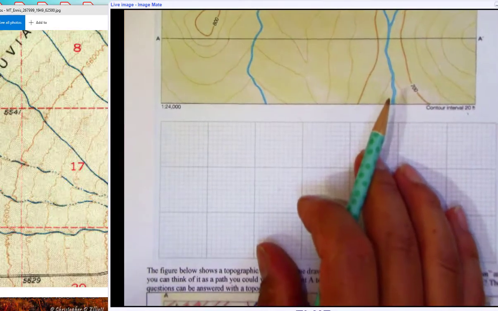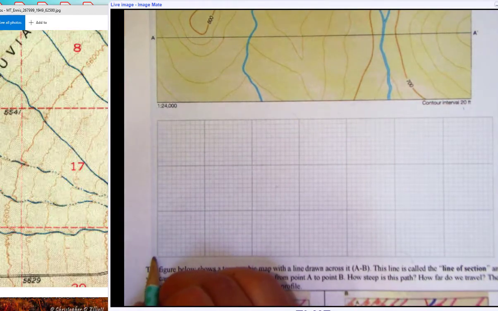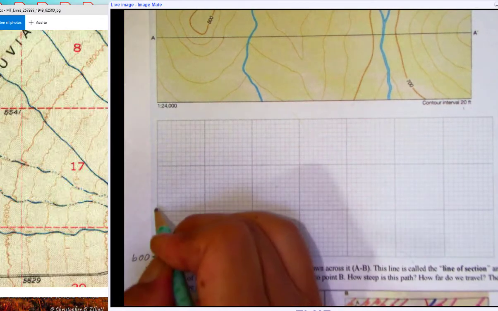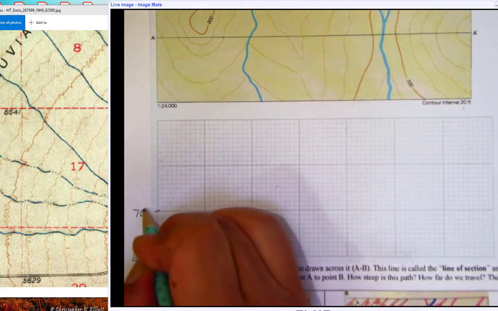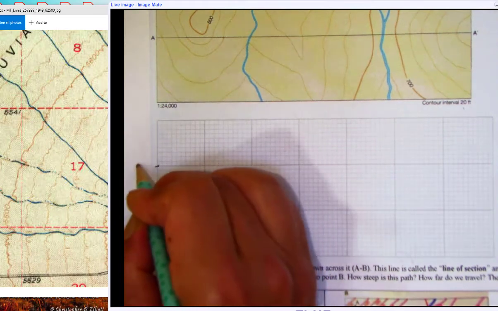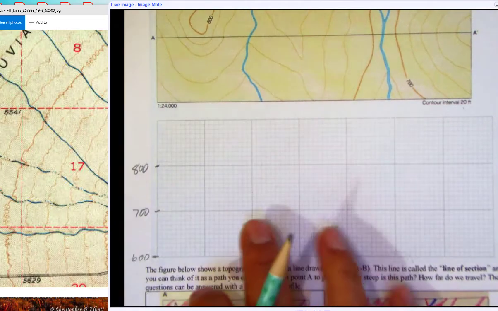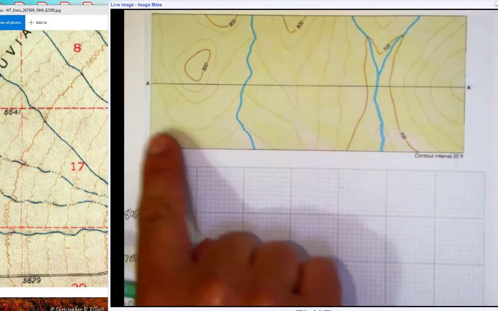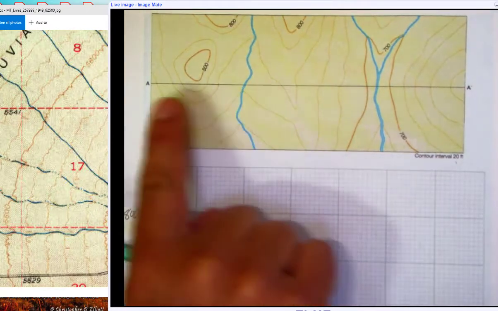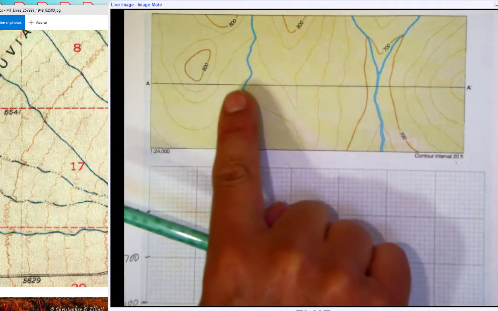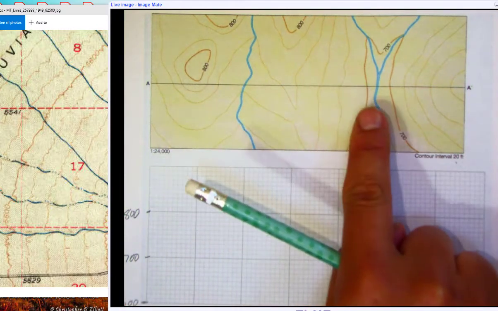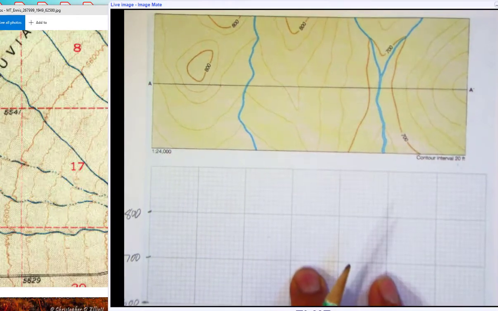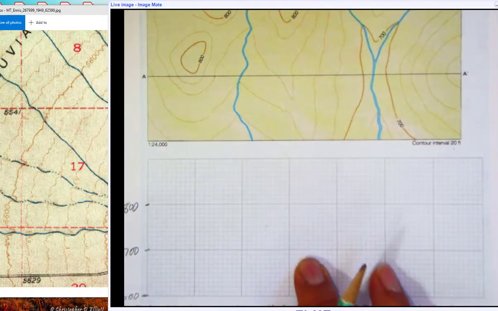So to make this easy, let's just say that down at the bottom here, this is 600 feet. This is 700 feet over here, and this is 800 feet. So this is going to be our profile, our vertical scale. It's like if we were standing here, we'd be looking up the hill, and we'd see a hill there, a little stream, another little hill, another stream, and then another hill over here. So we're going to show that on this little grid paper here.